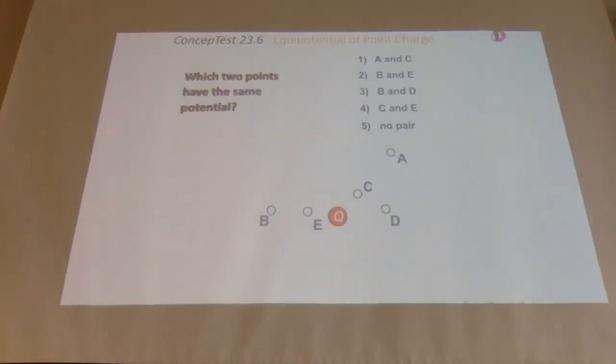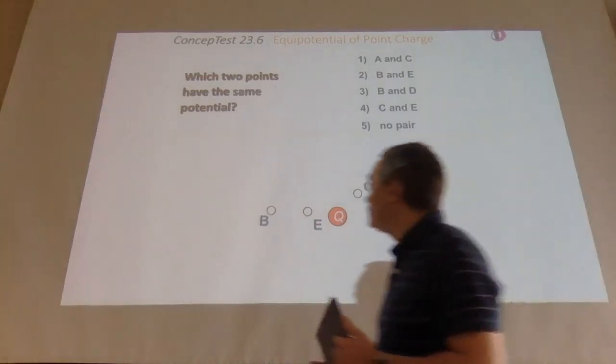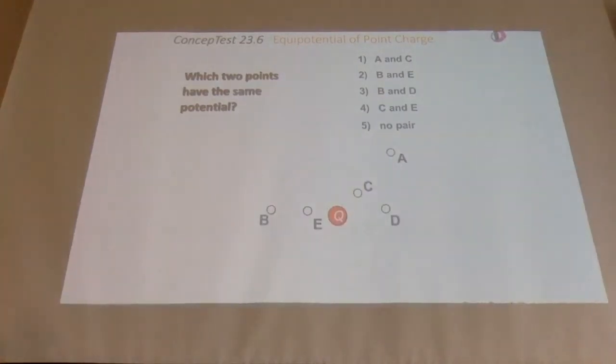What about this one? Which 2 points have the same potential? Don't think about this for too long. Which 2 lie on an equal potential line together? Looks a whole lot like C and E are both on this equal potential line that goes around closest. So our answer there is number 4. Okay, equal potential line once again.